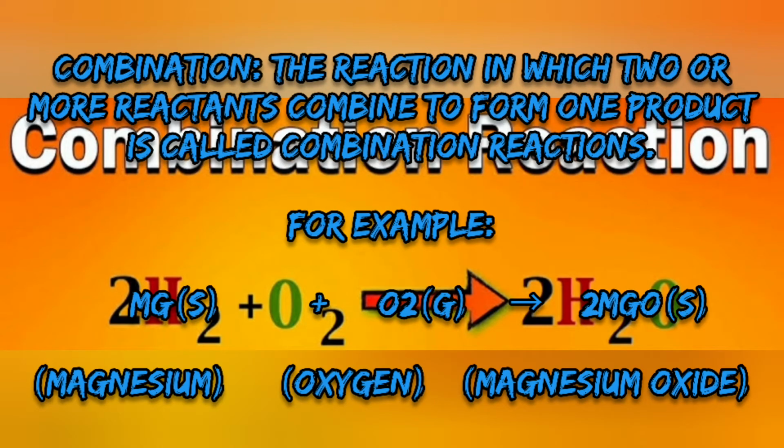Combination reaction. The reaction in which two or more reactants combine to form one product is called a combination reaction. For example, Mg + O2 → 2MgO. Magnesium plus oxygen gives rise to magnesium oxide.